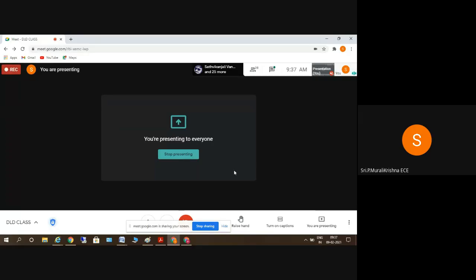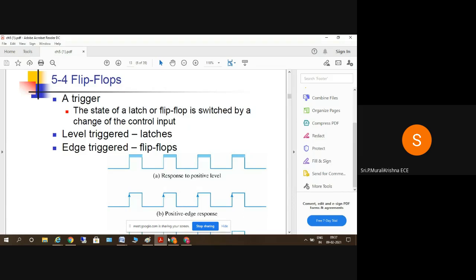So today we are going to discuss flip flops. What we discussed about flip flops in the last classes is that we have edge triggering and we have level triggering. Triggering is the application of input which will change the state of the circuit. We have level triggered circuits and edge triggered circuits.